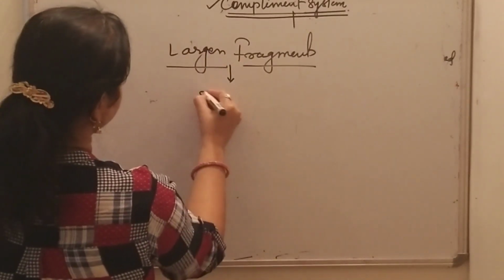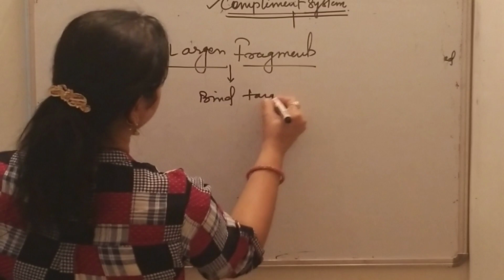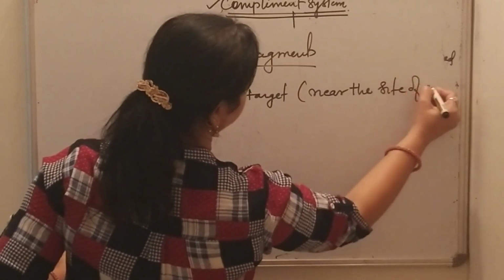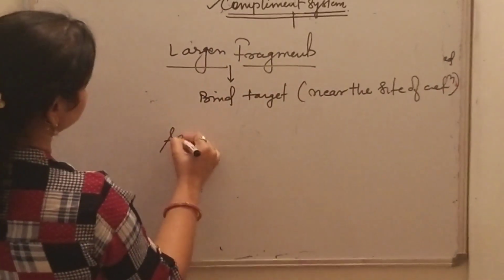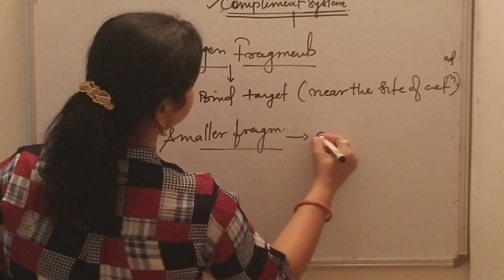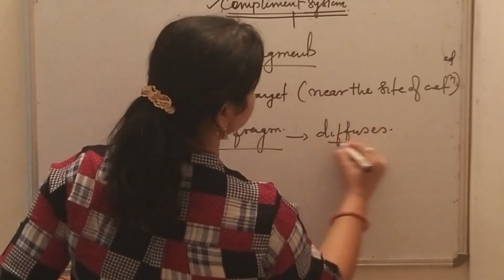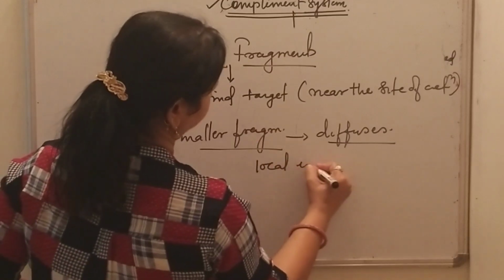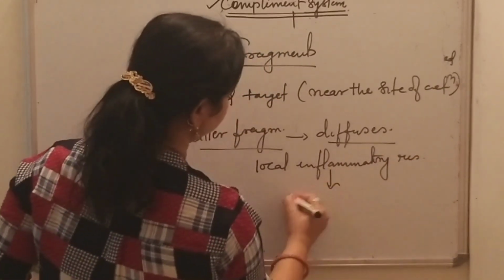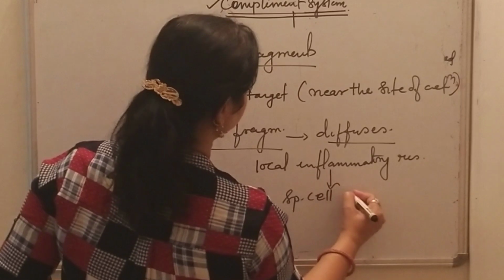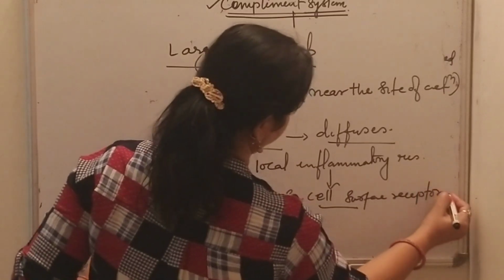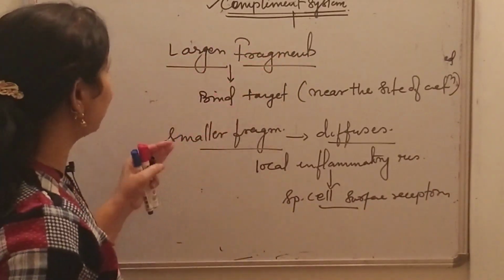Larger fragments bind to the target near the site of activation, but the smaller fragments diffuse from the site and initiate local inflammatory responses by binding to specific cell surface receptors. So these are the basic functions of larger fragments and smaller fragments.